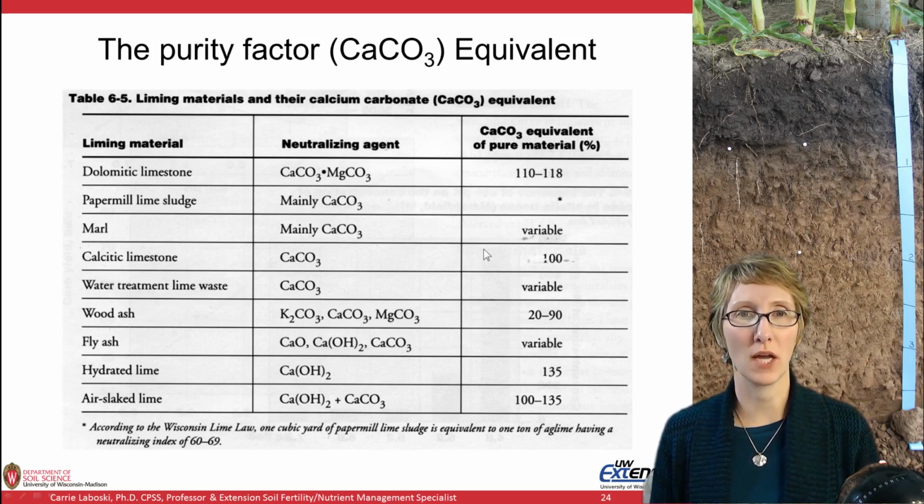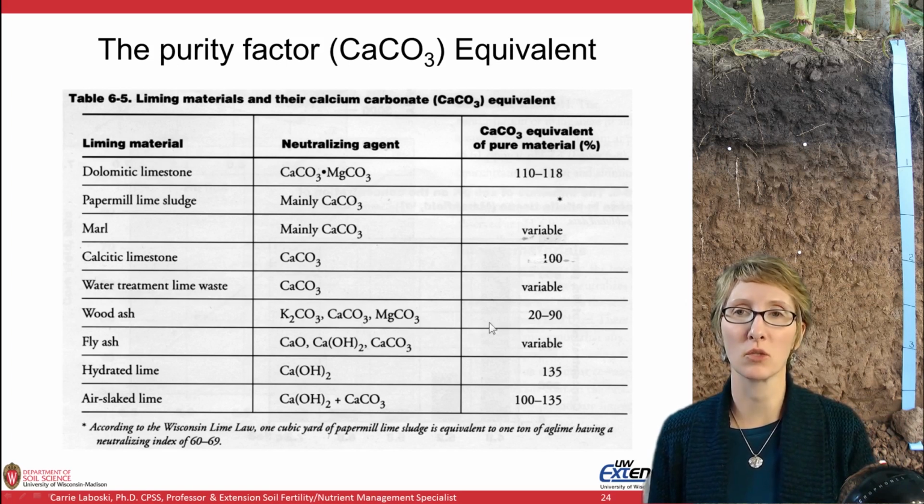When we look at byproduct type materials, wood ash would be an example. It can be anywhere from 20 to 90% calcium carbonate equivalent, so highly variable. This is where you really need to have some of these waste product limes tested to know what you have before you use it. And it's a good use, secondary use of these materials to prevent them from going into landfills or other kind of disposal situations.